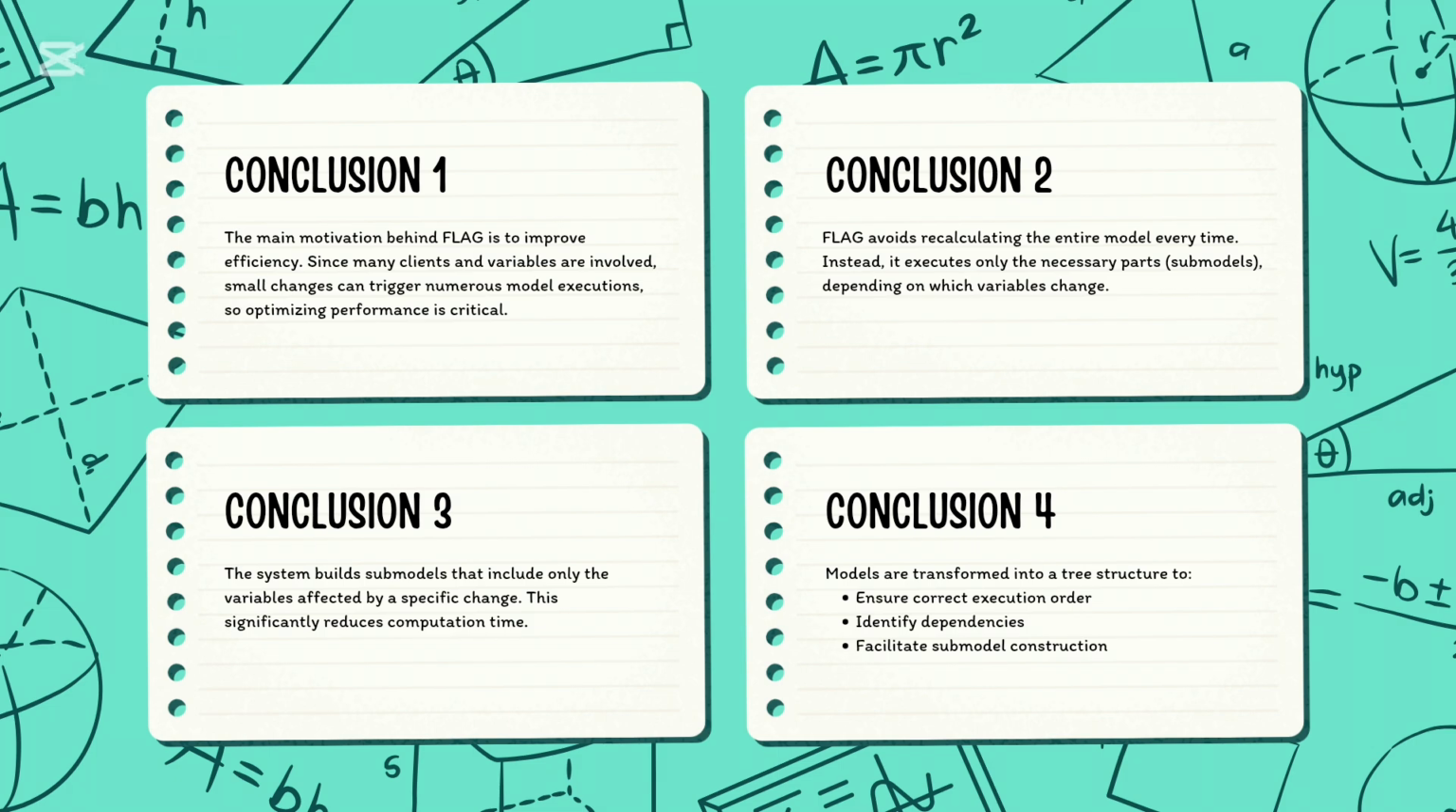Conclusion number 6. Optimization using additive operands. The system distinguishes between additive and non-additive operands. If there is a change in an additive operand, the result can be updated using only the difference. This avoids recalculating the entire formula and improves efficiency.